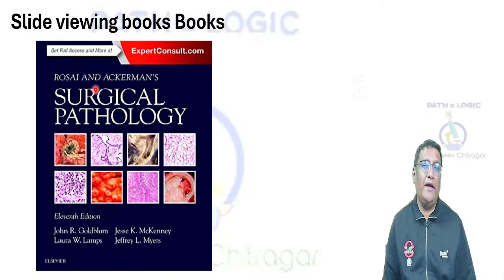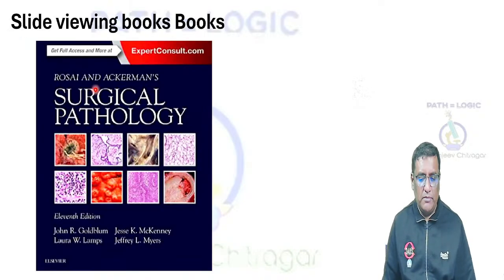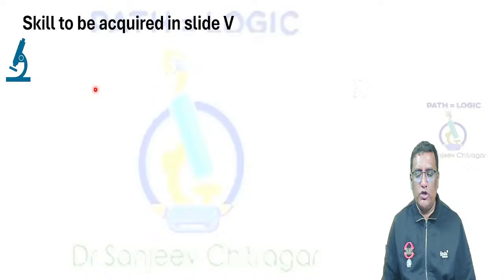Don't just go by soft copies. People think that they will do everything in soft copies, but you will not be able to do anything on soft copies if you are into that. So please take these books, they must be taken. Now, what skill should I be acquiring? Slide viewing. This is the toughest part that you will be doing as a first year, I would say. Not even first year, at any year, the toughest part will be this.